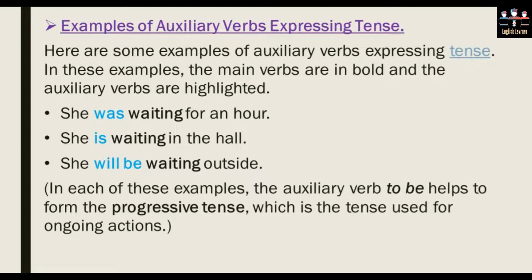Third example is, she will be waiting outside. Will be is the auxiliary verb here, which is highlighted, whereas waiting is the verb.